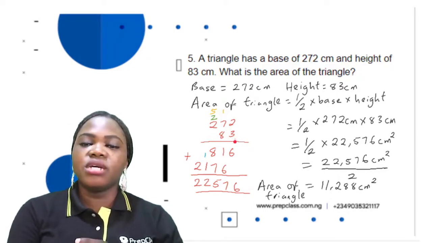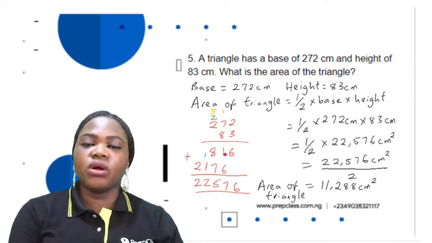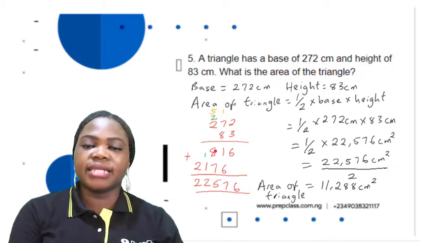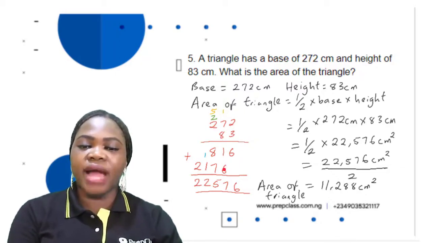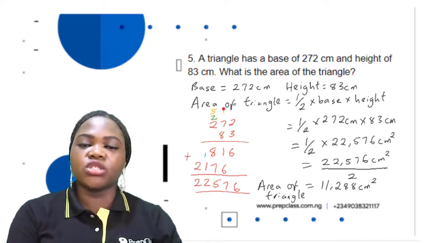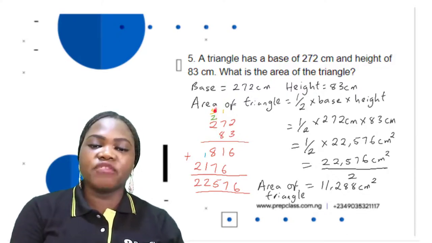3 times 2 is 6. 3 times 7 is 21. Write 1, carry 2. 3 times 2 is 6. 6 plus 2 is 8. 8 times 2 is 16. Write 6, carry 1. 8 times 7 is 56. 56 plus 1 is 57. So write 7, carry 5. 8 times 2 is 16. 16 plus 5 is 21.